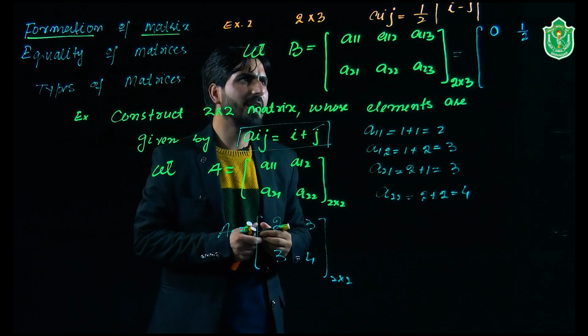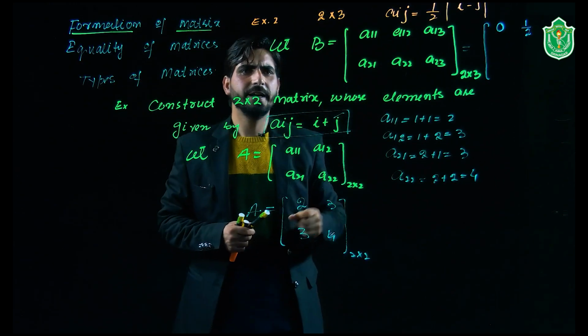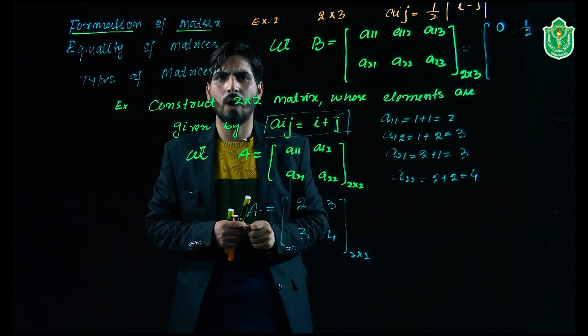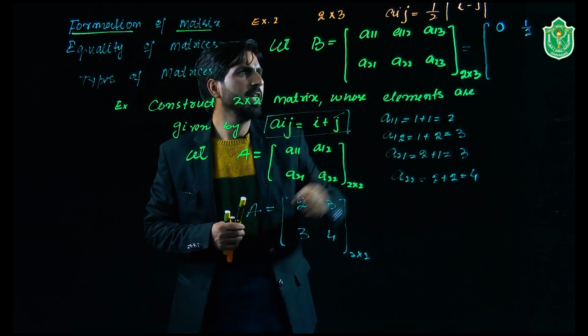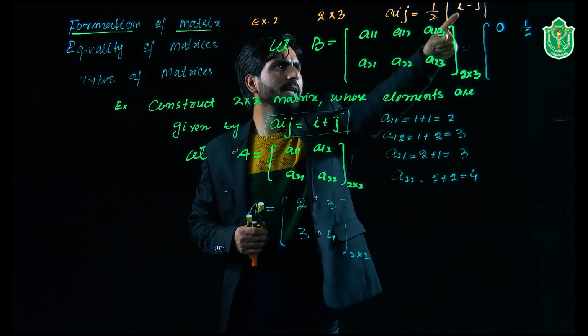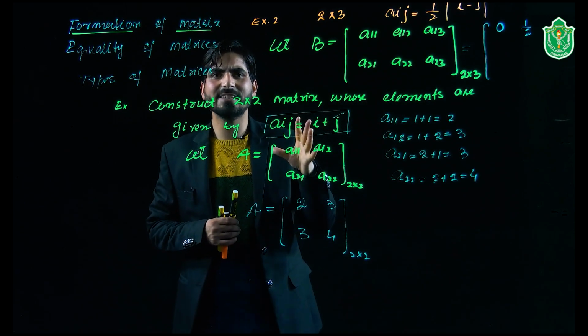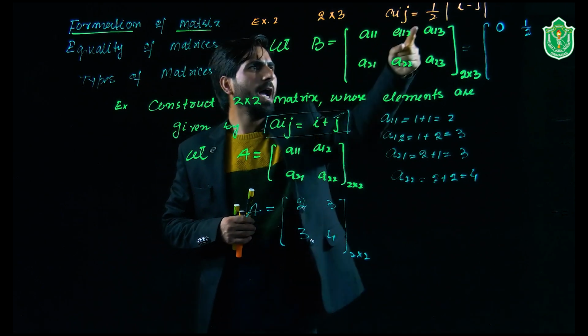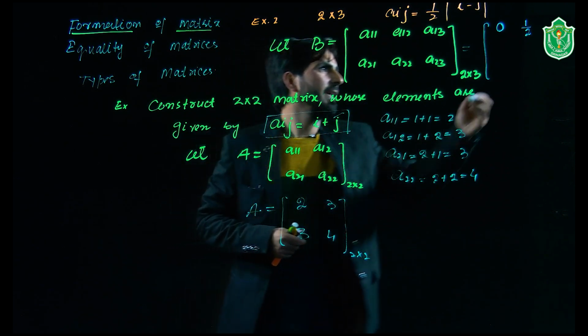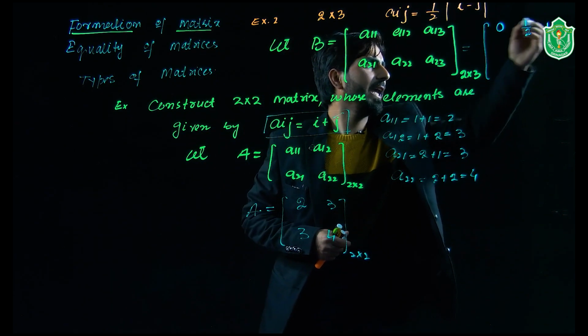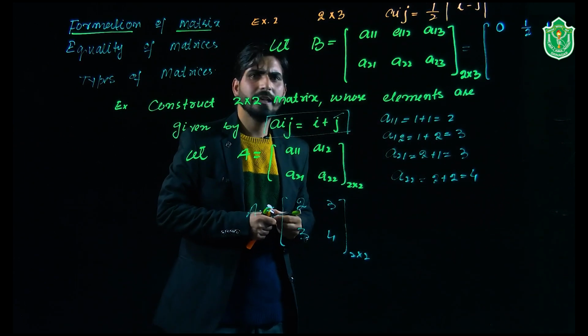And what is our third element? That is A13. Here the value of i is 1 and j is 3. So if we put here i is equal to 1 and j is equal to 3, we will get 1 minus 3, that is minus 2. And the modulus of minus 2 is 2 and 2 by 2 is 1. So our element will be this.